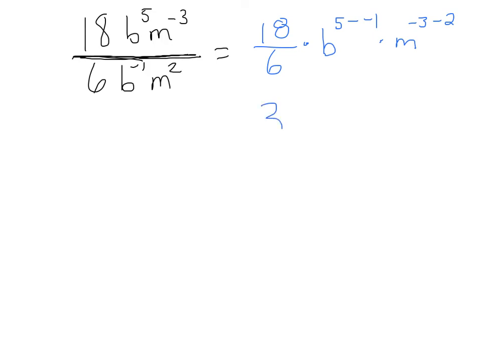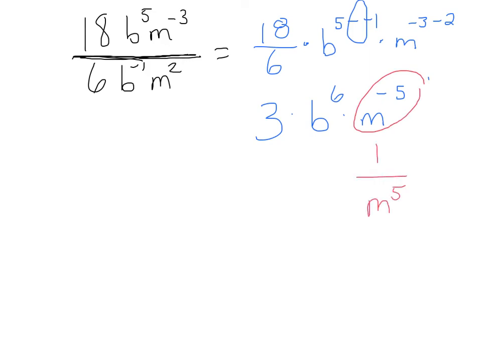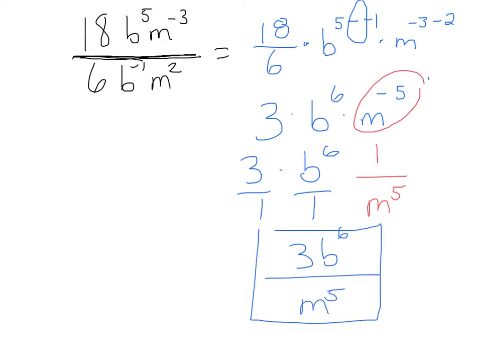18 divided by 6 is 3. The b idea, this becomes a plus sign right here. So it looks like b to the 6th. And then you have m, same sign sum, to the negative 5th. The only thing you need to worry about now is multiplying these together. However, you notice you have a negative exponent. So this becomes 1 over m to the 5th, positive now. And you're still multiplying 3 times b to the 6th. Both of these are over 1. So it makes sense that it's 3b to the 6th on top, and you have m to the 5th on bottom. Not too shabby.